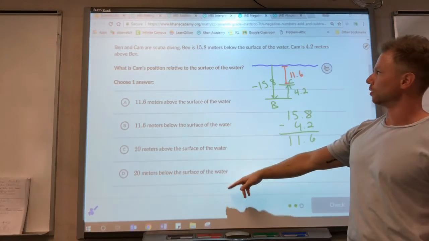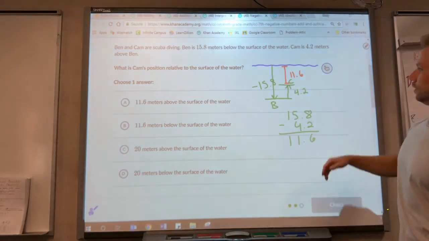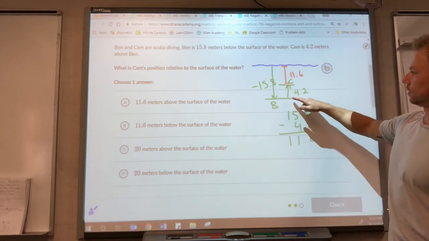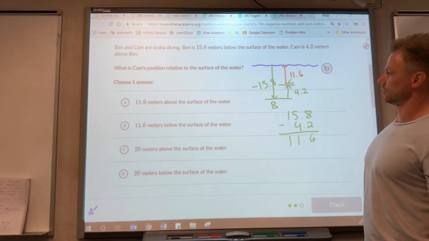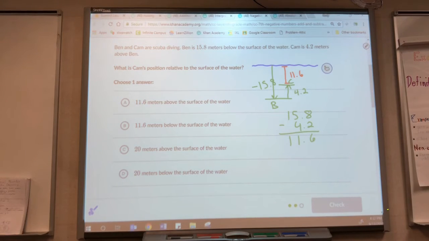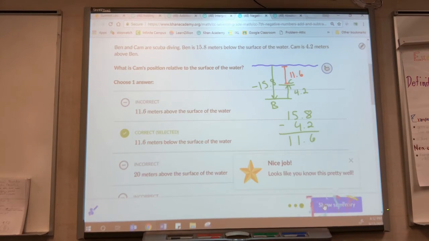Is he 20 meters below the surface of the water? No, he's not that low, because they said he's above Ben. So he has to be less than 15.8. So it seems like it is B, 11.6 meters below the surface of the water. Good.